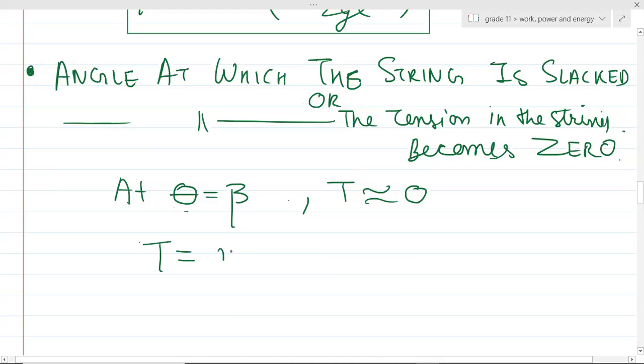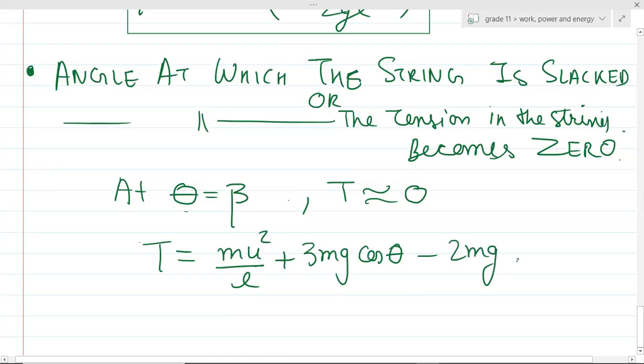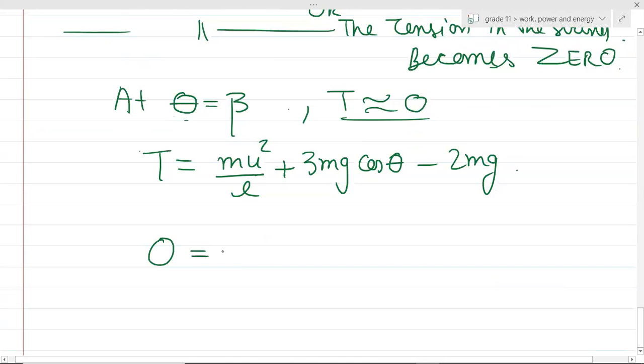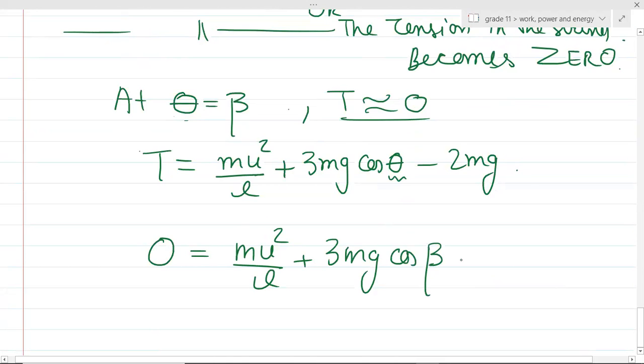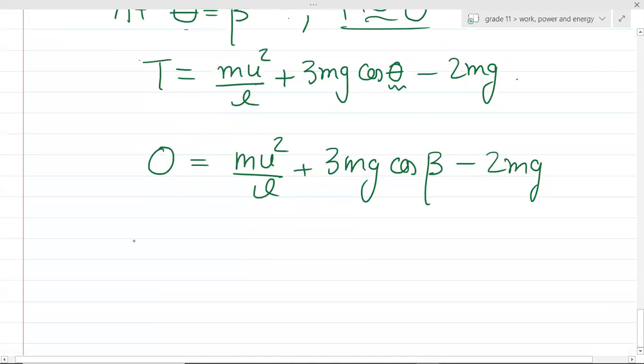What was the formula for tension? Was it mu square by L plus 3 mg cos theta minus 2 mg? Was the formula like this? Yes, sir. And I want an angle where the tension is zero. So from this equation, I can put tension equal to zero. Mu square by L plus 3 mg cos, at place of theta, I'll have to write beta, minus 2 mg.